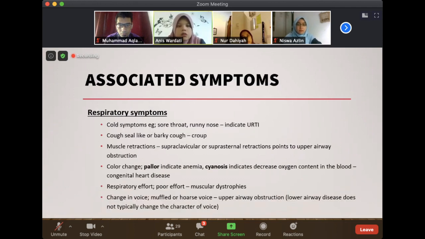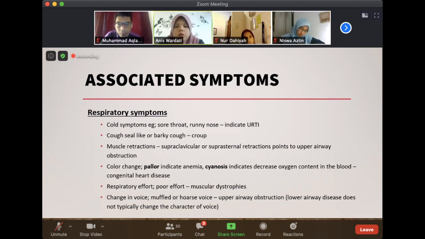Okay. So for the associated symptoms, you can also ask about the respiratory symptoms. First is if there is any cold symptom, for example sore throat or runny nose, which can indicate upper respiratory tract infection. Or does the patient have a characteristic cough, for example a barking cough, which can suggest croup. You can also ask the mother whether she notices any retraction, muscle retraction, especially over the supraclavicular and suprasternal areas, which is suggestive of upper airway. So usually the intercostal and lower down is more towards the lower airway, but supraclavicular and suprasternal can be suggestive of upper airway obstruction.